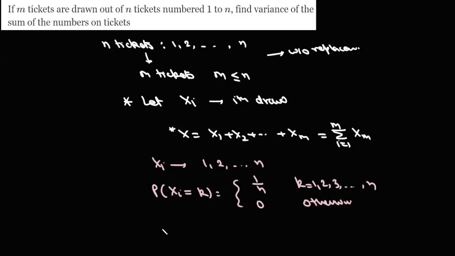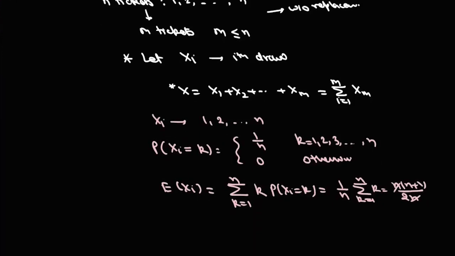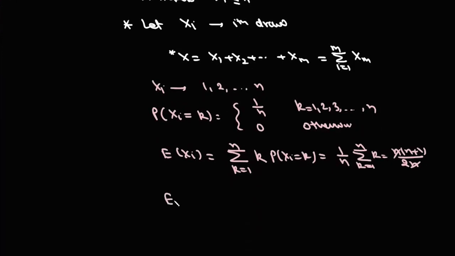Now if we find expectation of Xi, then expectation of Xi will be this summation k into P(Xi equals k), where k varies from 1 to n. Now this probability is 1 by n, so it will be this 1 by n, and then this summation k, k varies from 1 to n, summation k, which is n plus 1 by 2 times n. So expectation that the ith draw is Xi is (n plus 1) by 2.